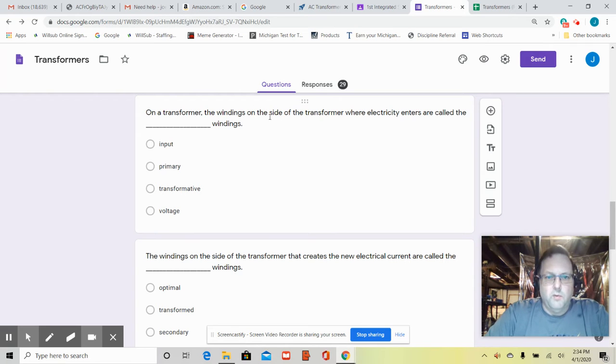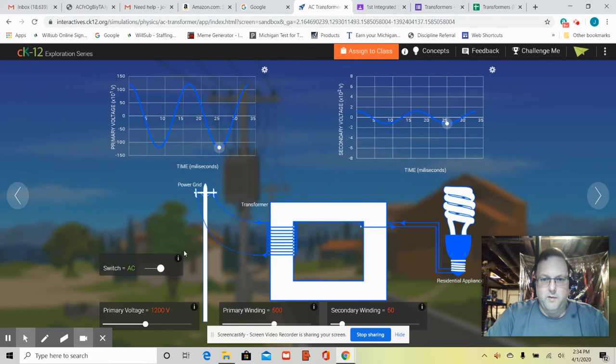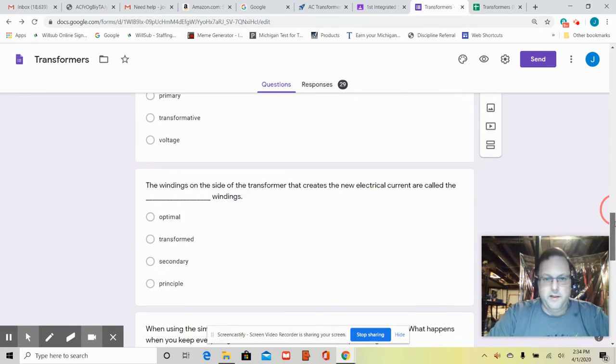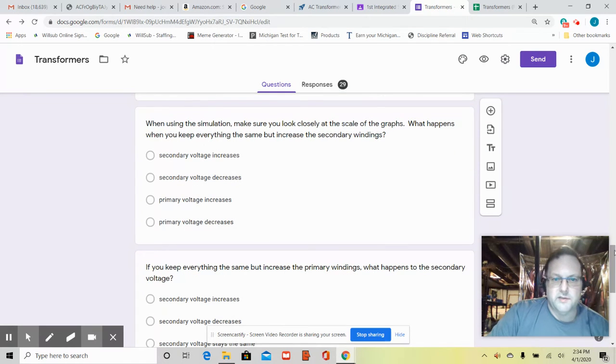In a transformer, the windings on the side of the transformer where the electricity enters are called the what? These are the primary windings. Right down here, primary. Next one, the windings on the side of the transformer that creates the new electrical currents are called the secondary windings. Primary and secondary.